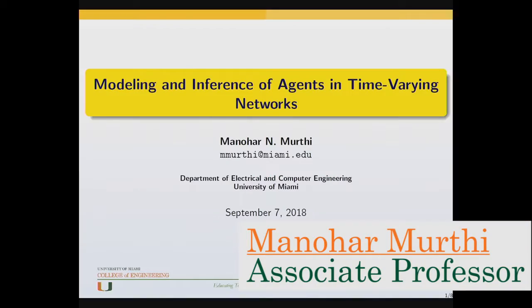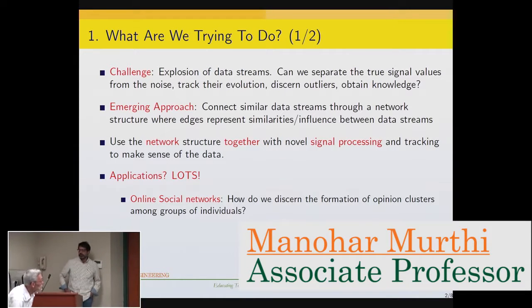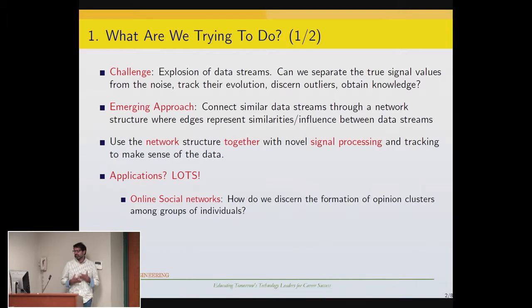Hello. I promise I have no equations. So what are we trying to do? There's a lot of data, big data. We're in the era of big data. The challenges: can we get the true signal values from the noise, track evolution, discern outliers, and ultimately obtain knowledge? There is an emerging approach, particularly in signal processing and some parts of machine learning, to connect similar data streams through network structures. The edges in a network represent the similarities and influence between the data streams, and the nodes are essentially the data streams.